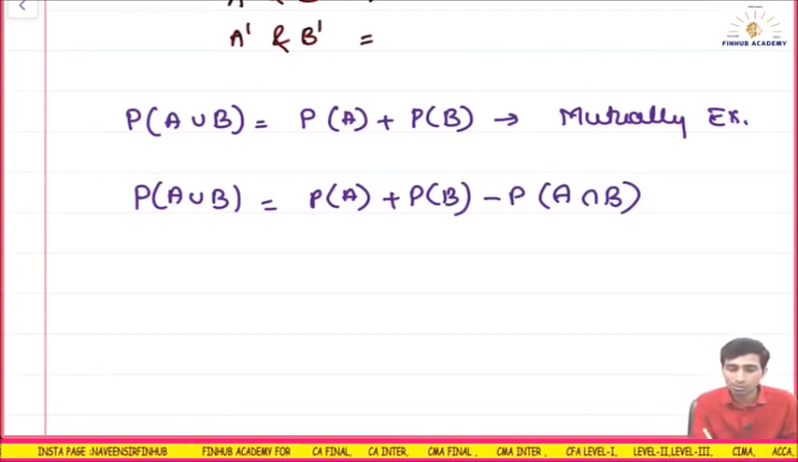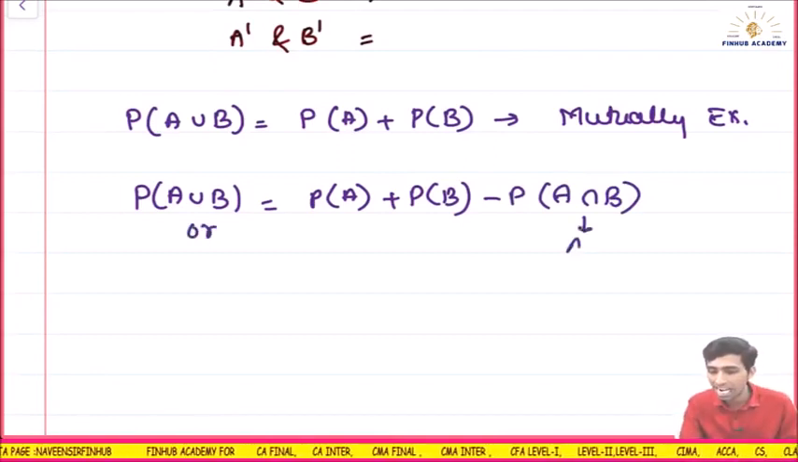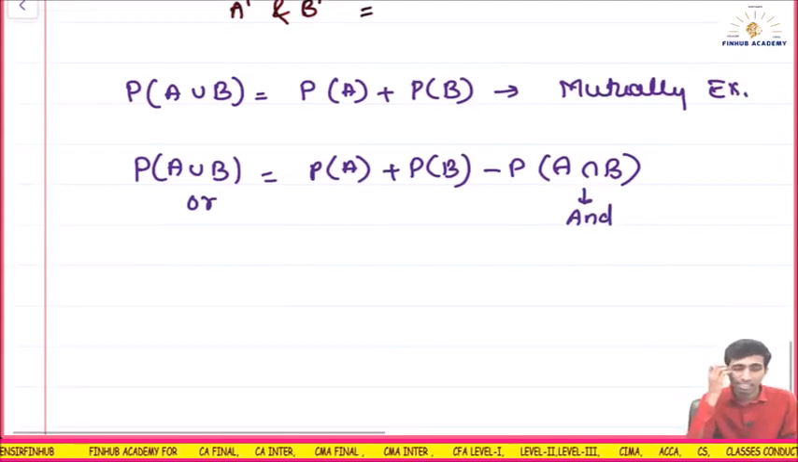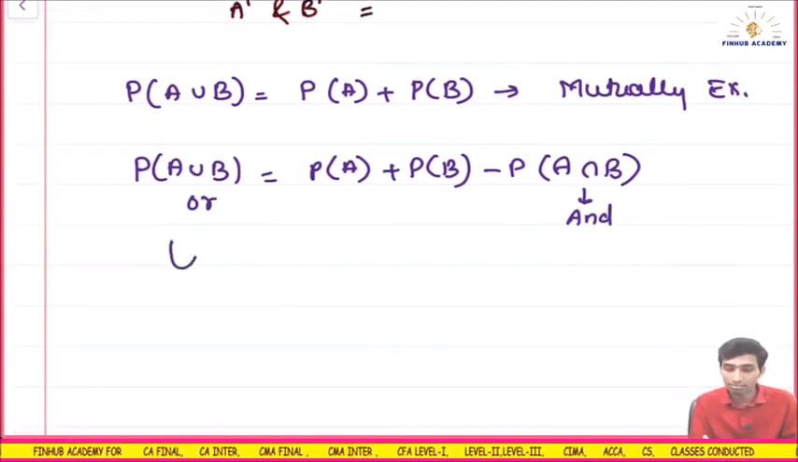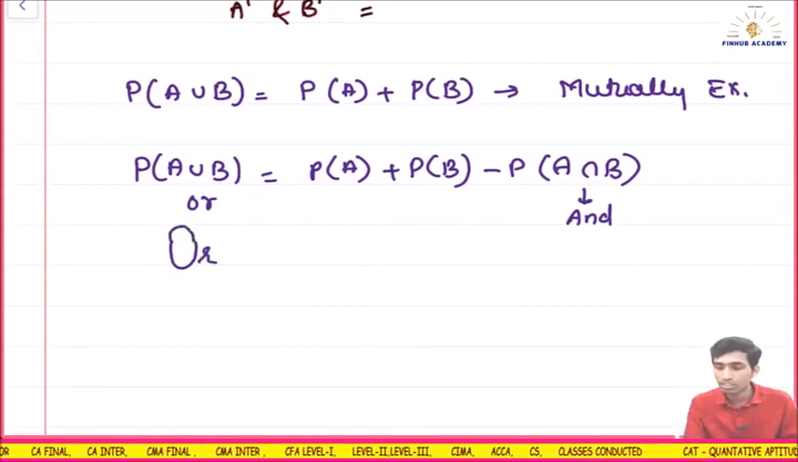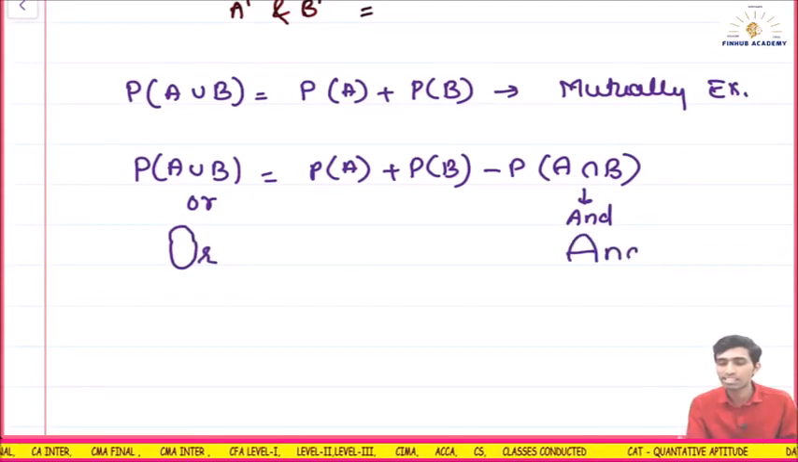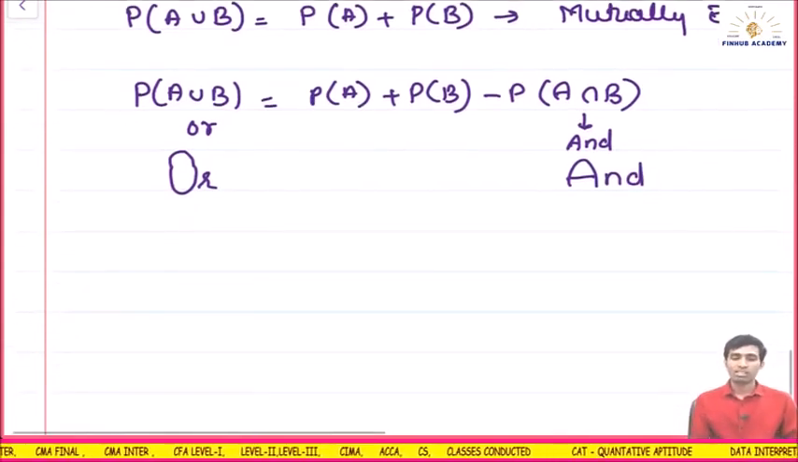So this means or, and this means and. Correct? So we used to remember it like this. This is or, this is and. Fine.